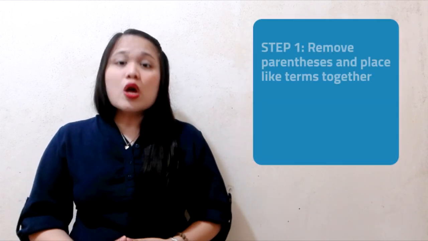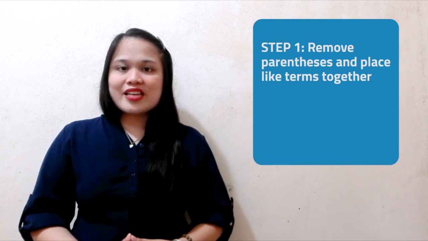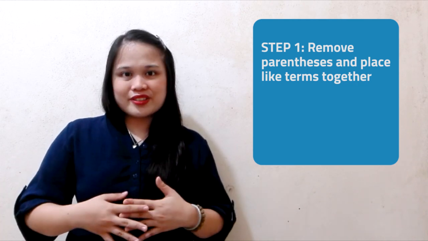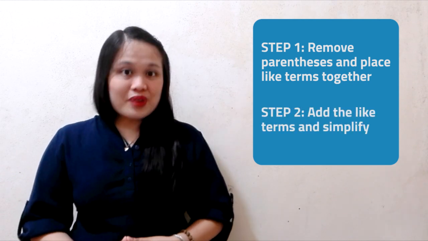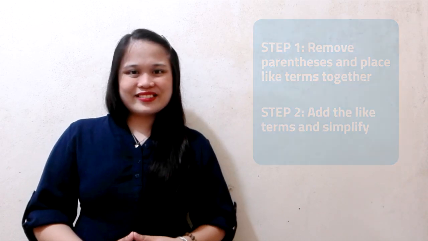Adding polynomials is just a matter of combining like terms together with some considerations in the order of operations thrown in. As long as you're careful with the minus signs and you don't confuse addition and multiplication, you should do fine. To add polynomials, you may follow these two simple steps. Step 1. Remove the parentheses if there are any and place like terms together. Step 2. Add the like terms and simplify. Ready to try it? Let's start!